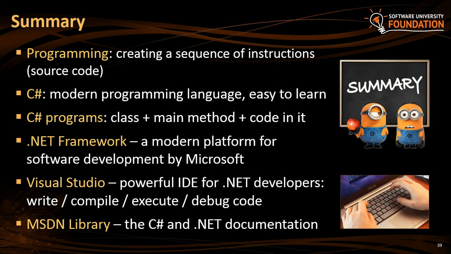So what we have learned today is that programming is the process of creating a sequence of instructions or commands called source code to ask the computer to do something. This is something like a sequence of steps. This is also known as an algorithm. The source code is a tool for describing algorithms. There are many other tools for describing algorithms. For example, I can write a text or draw a diagram.